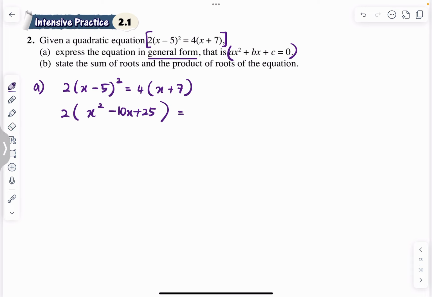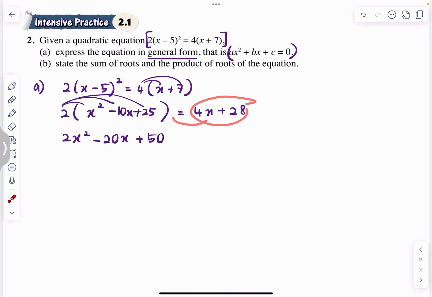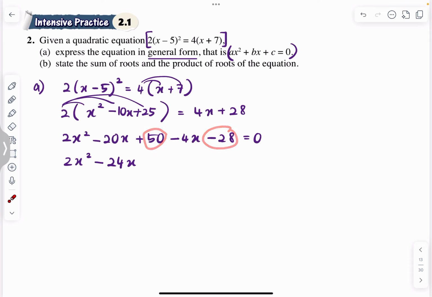Okay, equals to, then here also we expand, so this will become 4x plus 28. Then we expand the 2 inside, so we get 2x square minus 20x plus 50. And then all these values we bring over this side. So minus 4x minus 28 is 0. So we simplify. 2x square minus 20x minus 4x will get minus 24x. And then 50 minus 28 will be 22.